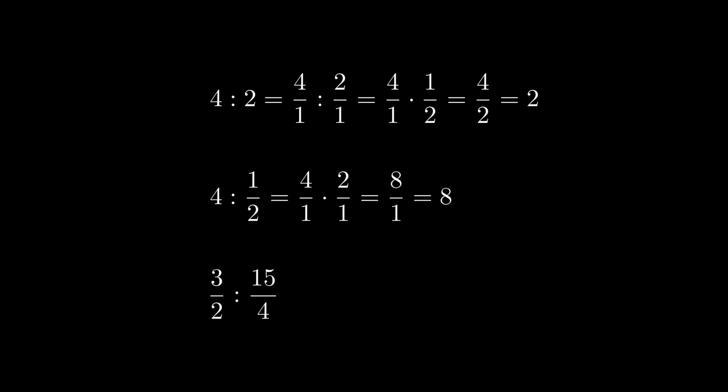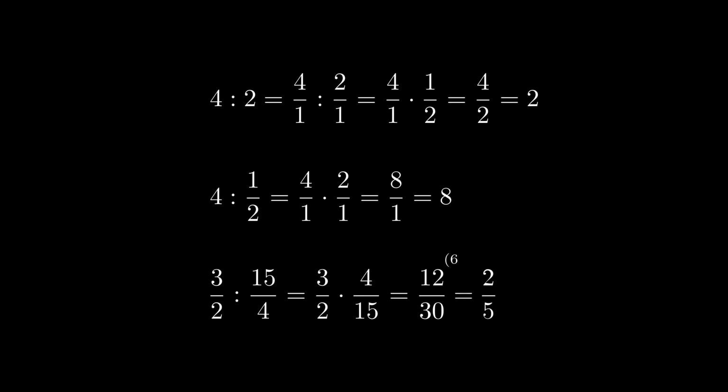3/2 divided by 15 divided by 4. Here, the second fraction is flipped to turn the division into multiplication. Then, multiply the numerators and denominators together. Finally, we can simplify by dividing by 6. Simplifying means dividing both the numerator and the denominator by that 6.